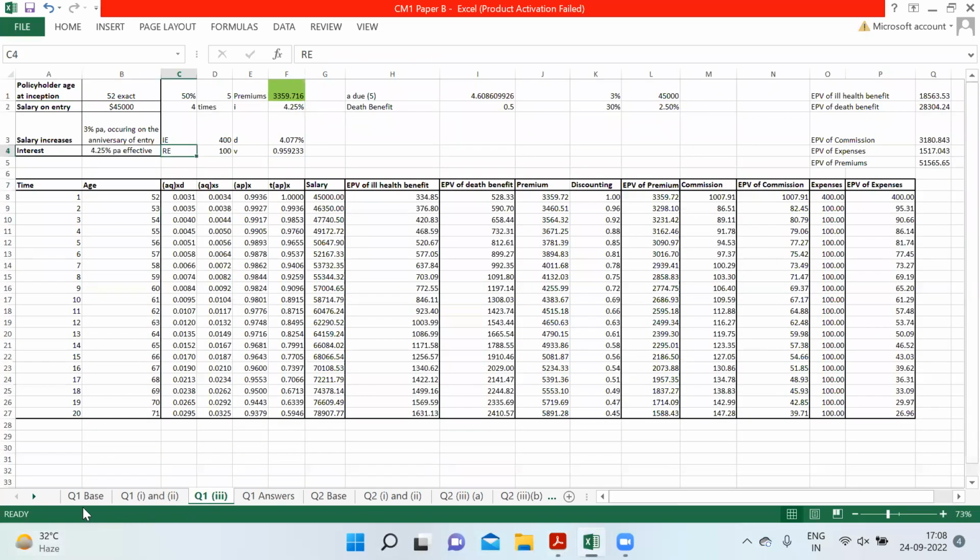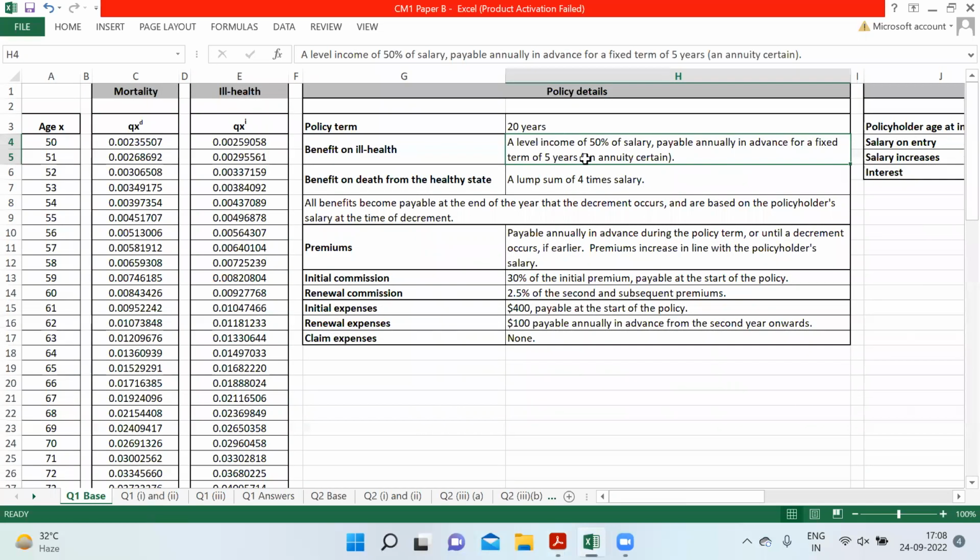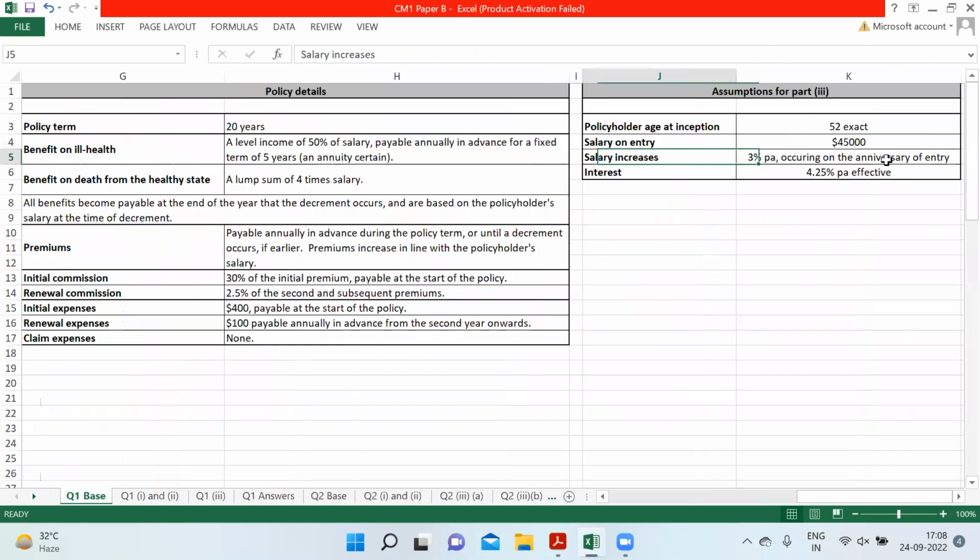So we have been set out details over here, that is a 20-year term and benefit on ill health that is 50% of the salary payable annually in advance for a fixed term of 5 years. And then a lump sum of 4 times the salary on death. And then we have premiums payable annually in advance. Premiums also increase in line with the policyholder salaries. Salary increases are 3% per annum occurring on the anniversary of entry. Salary on entry is 45,000. Policyholder age at inception is 52, and interest is 4.25% per annum, expenses 2.5%, and so on.